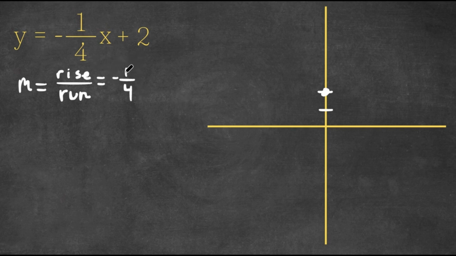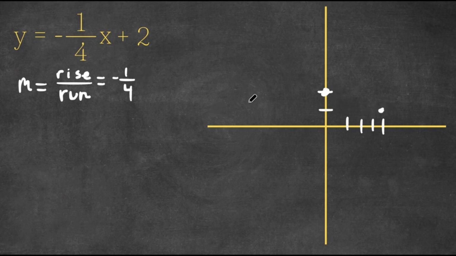So if our rise is negative, that means we go down by 1. So because it's negative 1, we're going down by 1. And because our run is positive, we're going to go to the right by that amount. So we're going to go to the right by 4. So 1, 2, 3, 4. So we go down 1 and 4 to the right. So that's where our next point's going to be.